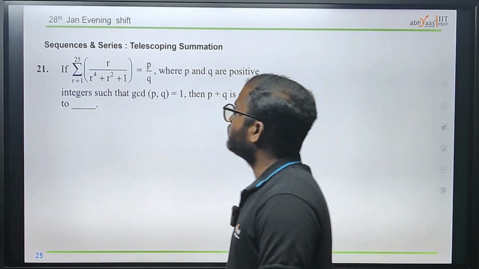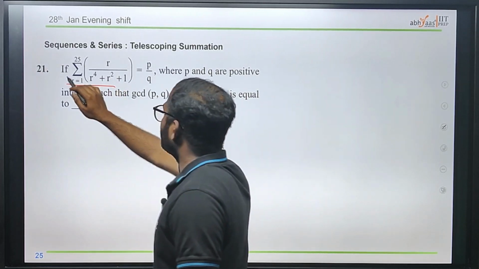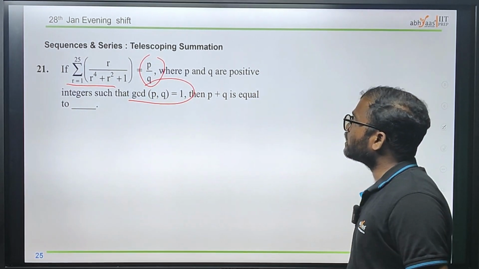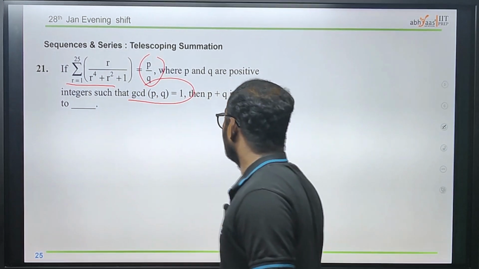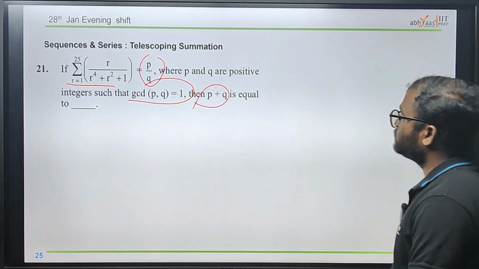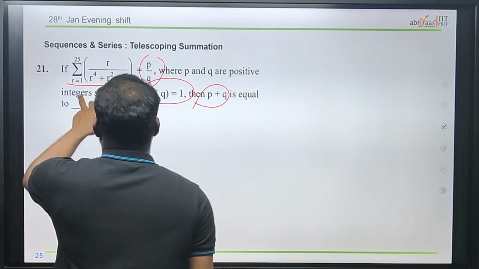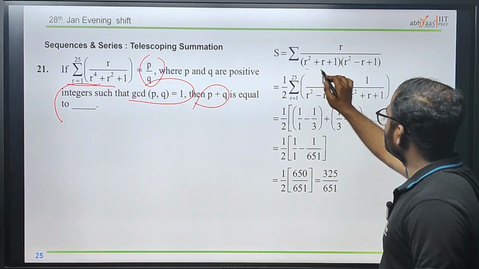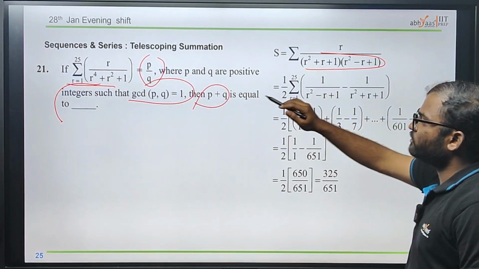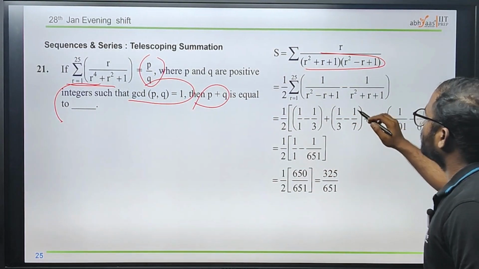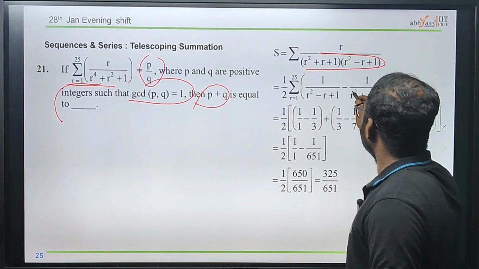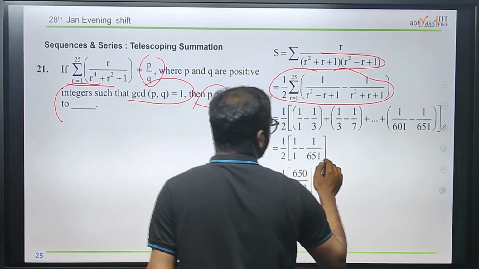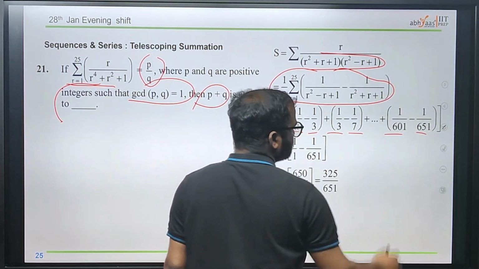Now we have section B on the basis of sequence and series. If you see here, we have the general term equal to p by q, where the GCD must be 1, and p and q are positive integers, such that we have to find p plus q. If we observe that they are given a summation of 1 by, we need to check this pattern. We need to expand this one in order to check it. See here, since we have r power 4, we can turn it into a plus b times a minus b type. After that we take the partial fractions of it. After that we can easily see 1, 3, 3, 7, 601, 651 as a pattern.